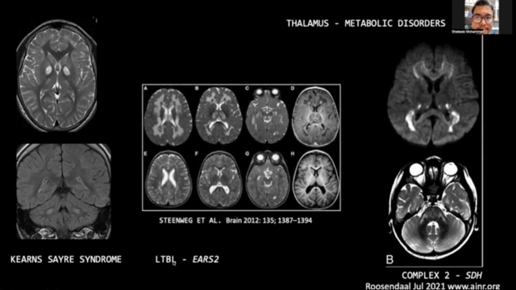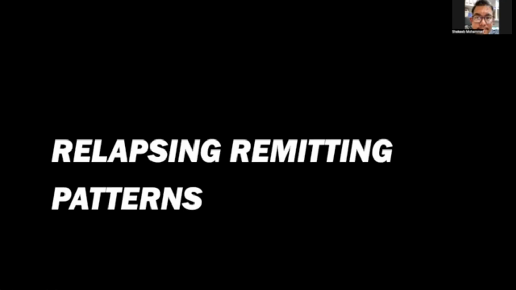Lactic acidosis with thalamus and brainstem involvement due to EARS2 mutations, where there can be an acute clinical presentation with a dramatic radiological change, as you see here, and there can be incomplete, if not near complete, recovery in some cases with time, both radiologically and clinically. Among the mitochondrial disorders, if you get thalamic and white matter changes, an important differential to remember is complex 2 deficiency, compared to complex 1, 4, and 5, which may have more neostriatal involvement, and this is associated with succinate dehydrogenase deficiency. Let's move on to some other patterns which are relapsing, remitting, and then progressive.